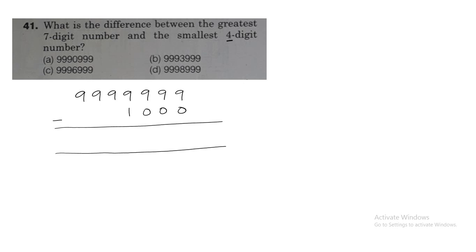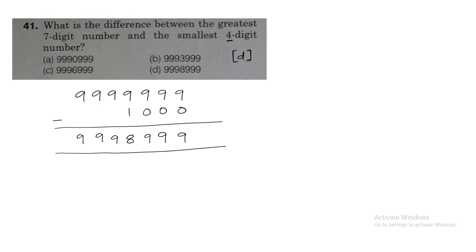9 minus 0 is 9. Again 9 minus 0 is 9. 9 minus 0 is 9. 9 minus 1 is 8. Next, followed by 9, 9 and 9. So what is the answer? 3 nines, 1 eight and again 3 nines. The answer is option D. So it is 999, 8, 999.